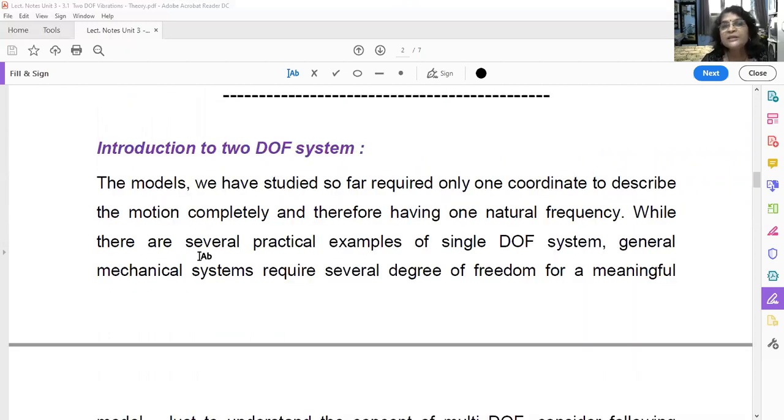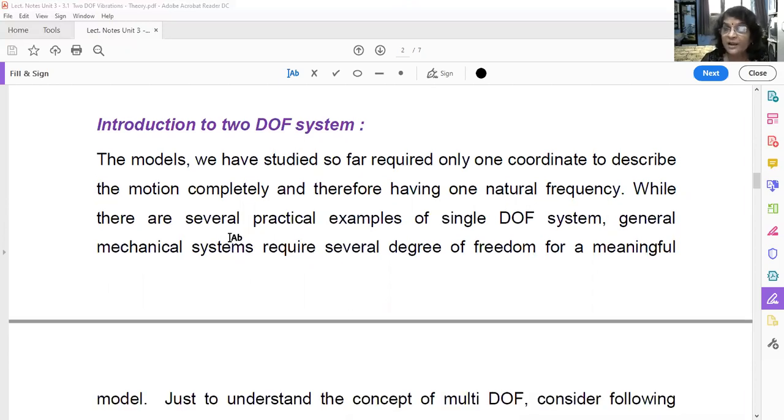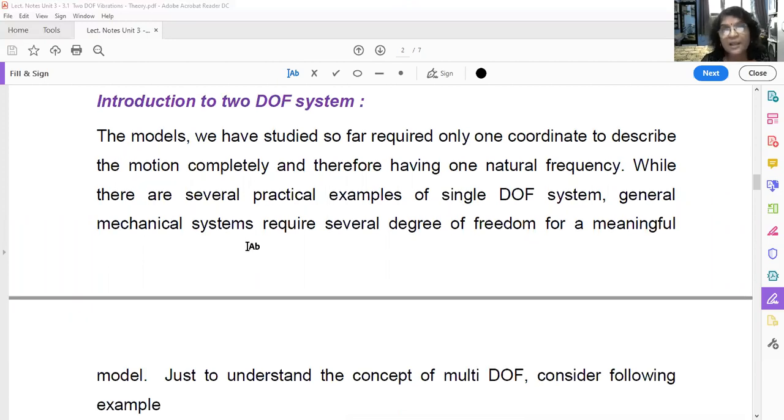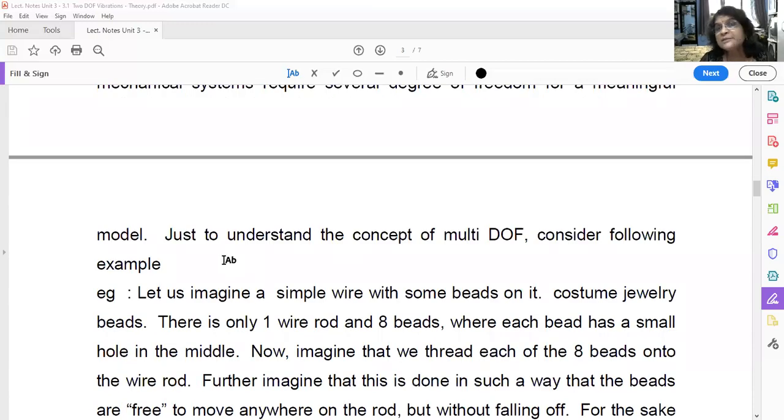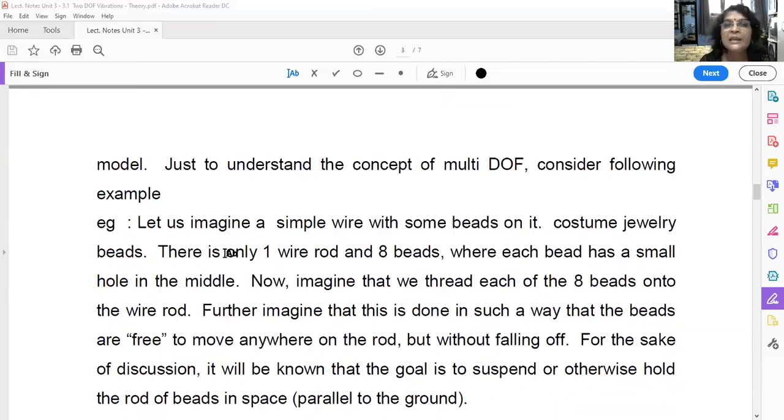Now see, the models whatever we have learned so far required one coordinate to describe the motion completely. That means if it is a one D wave system, it is having one natural frequency. But there are many examples of the single D wave system, and apart from that there are mechanical systems which require several degrees of freedom. We call it a multi D wave system. So just to understand the concept of multi D wave system, let us consider this non-technical example.